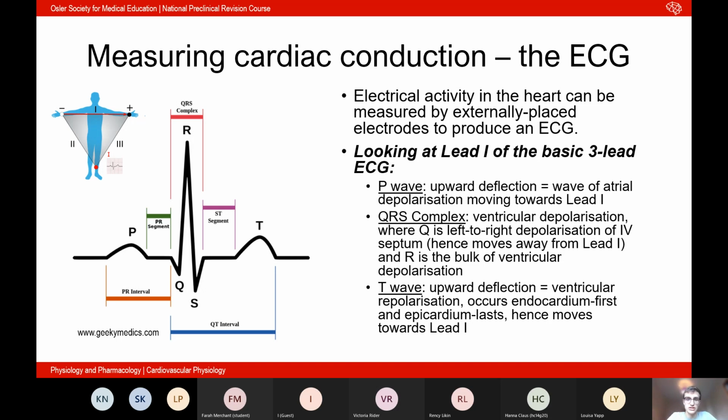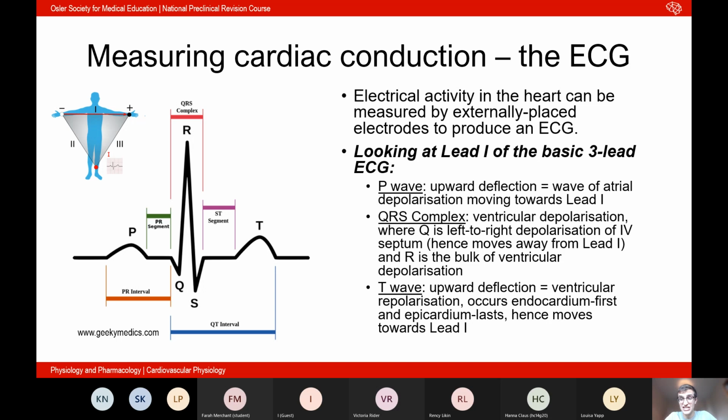So you get that P wave, which is associated with atrial depolarization and systole. You have the QRS complex, which is associated with ventricular depolarization and systole. And you have the T wave, which is associated with the repolarization of the ventricles. You don't get a wave with repolarization of the atria, really because it's masked by the QRS complex, which is a much bigger electrical activity.